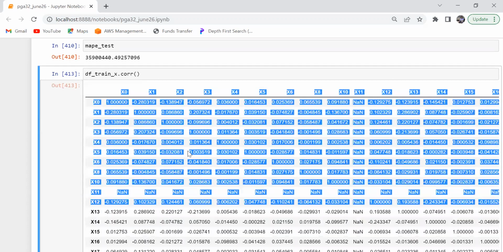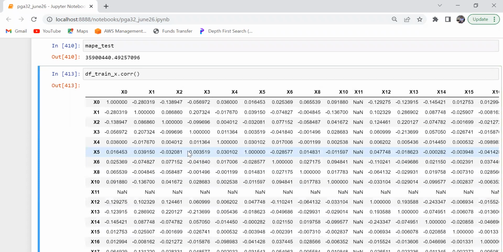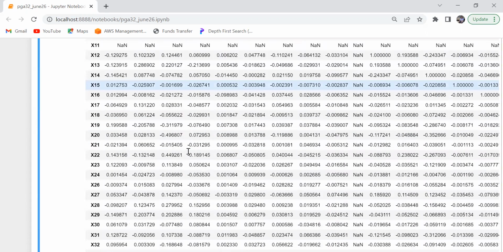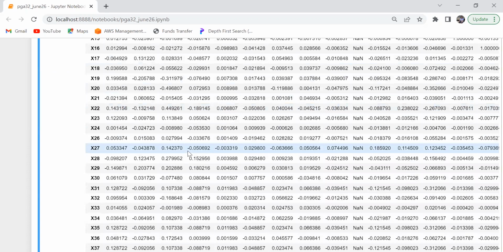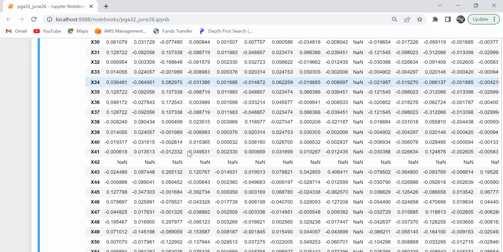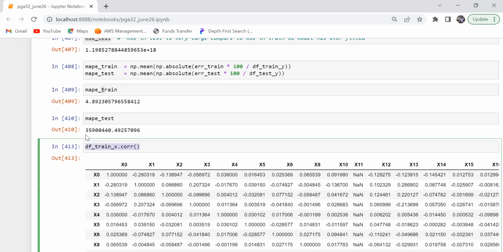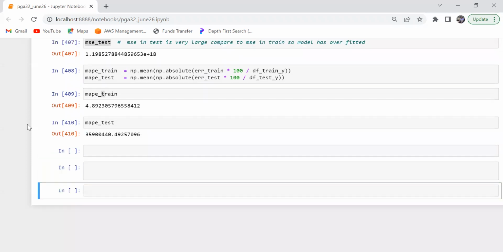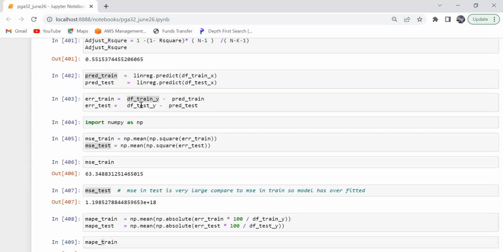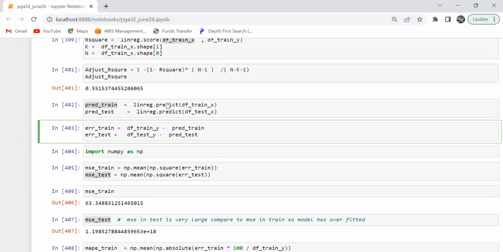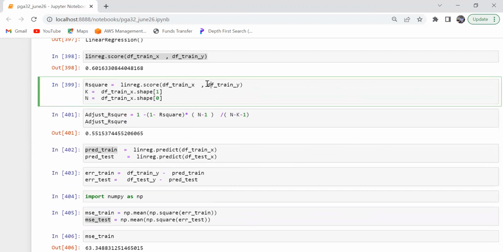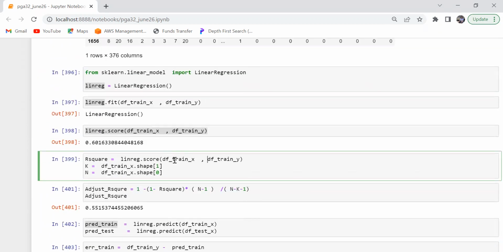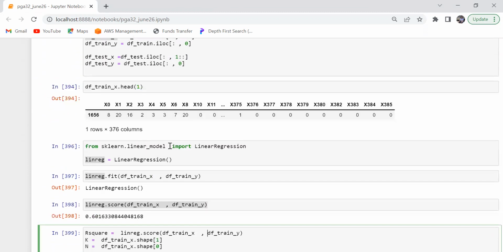I am having some issue viewing this data here. Why are some of these showing NaN? Okay, anyway, let's remove this. See guys, I am getting a problem with this, so let's do one thing. I did it on train x, so I should have actually done it on the entire thing.